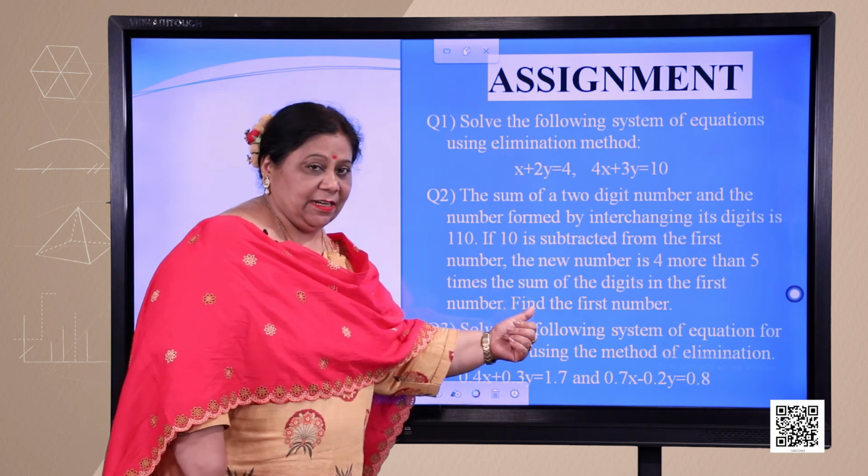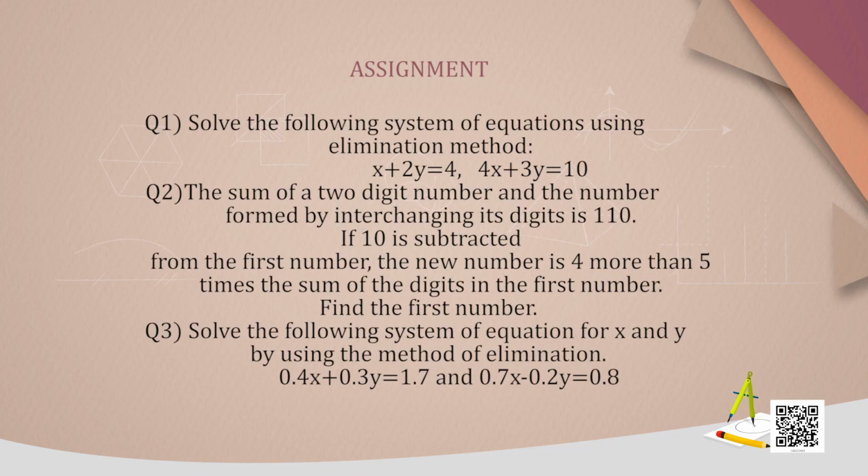Find the first number. Question number 3, solve the following system of equation for x and y by using the method of elimination. 0.4x plus 0.3y is equal to 1.7 and 0.7x minus 0.2y is equal to 0.8.